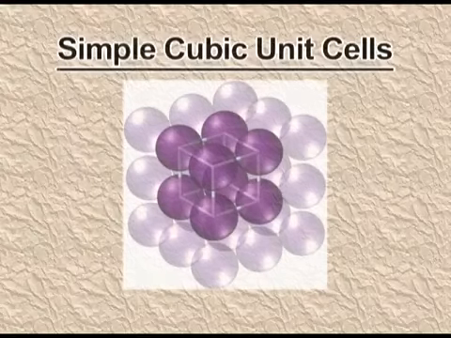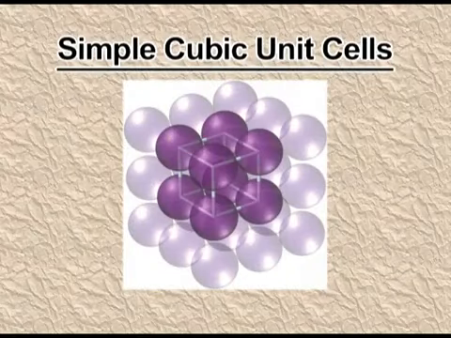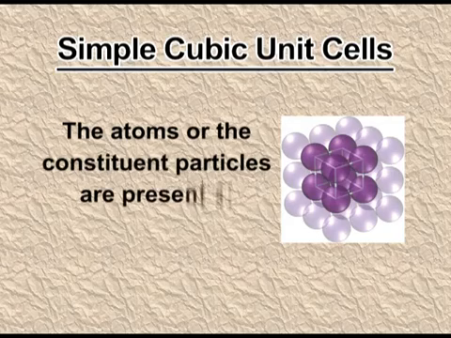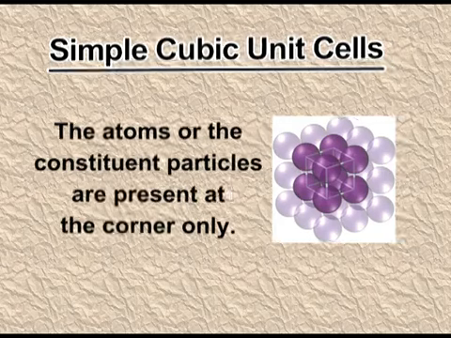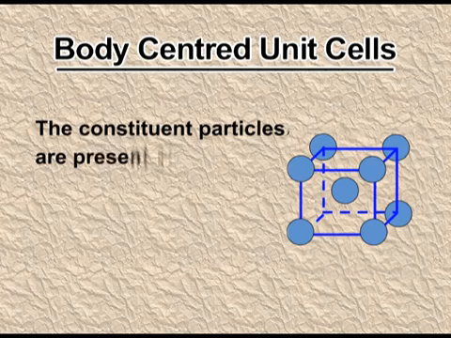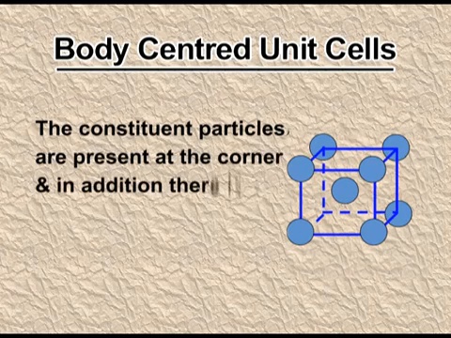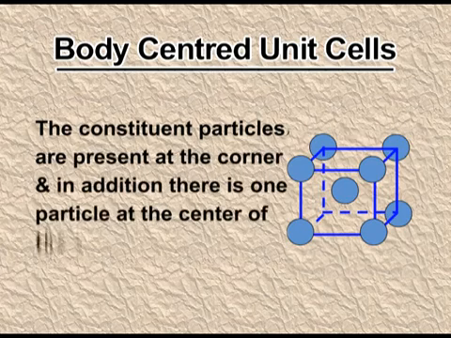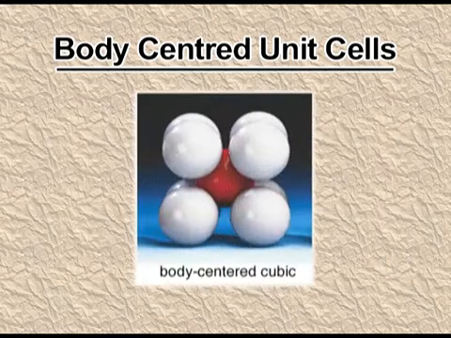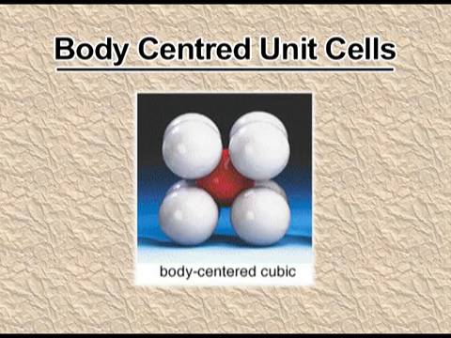Let's see the pictures. Here you can see that in the simple cubic unit cell, the constituent particles are present at the corners only. In the body-centered unit cell, you can see the constituent particles at the corners, and in addition there is one particle at the center of the body of the unit cell. You can see a red ball in between the white balls.